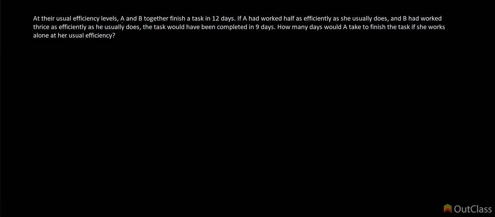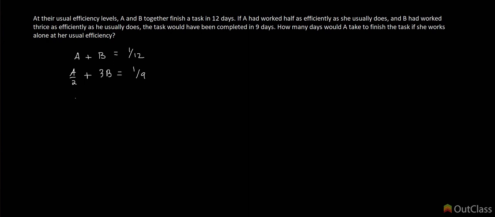So at their usual efficiency levels, A and B work together and finish a job in 12 days. That means in one day they do 1/12 of the work. A had worked half as efficiently, so that's A by 2, and B had worked thrice as efficiently, 3B. It would have been done in 9 days, or they would have done 1/9 in 1 day. We want to see how much time A would take working alone at normal efficiency. So we want to find the value of A.